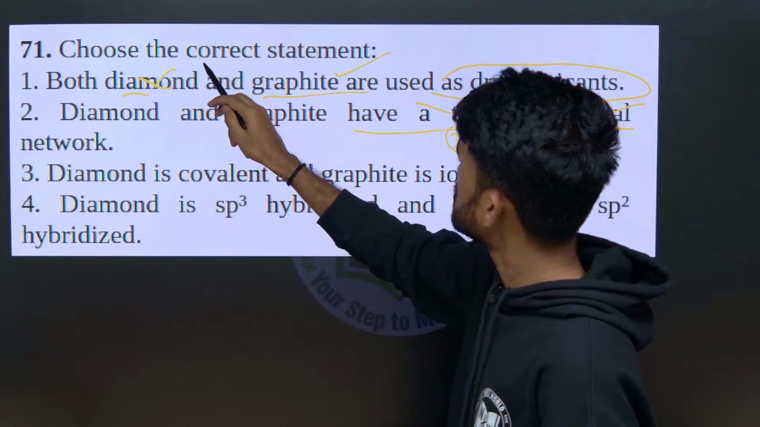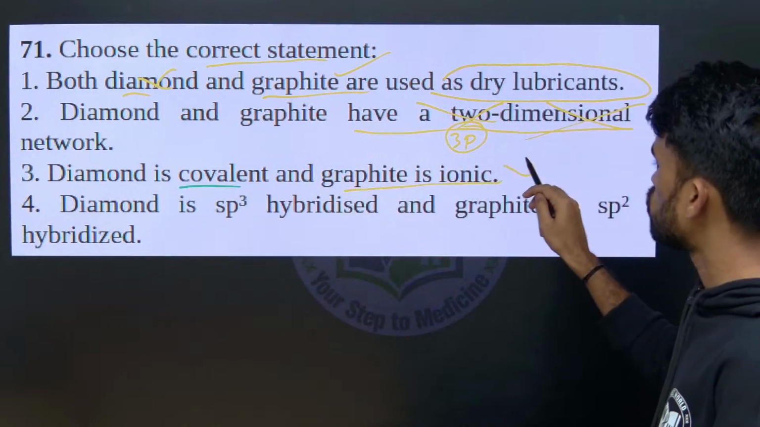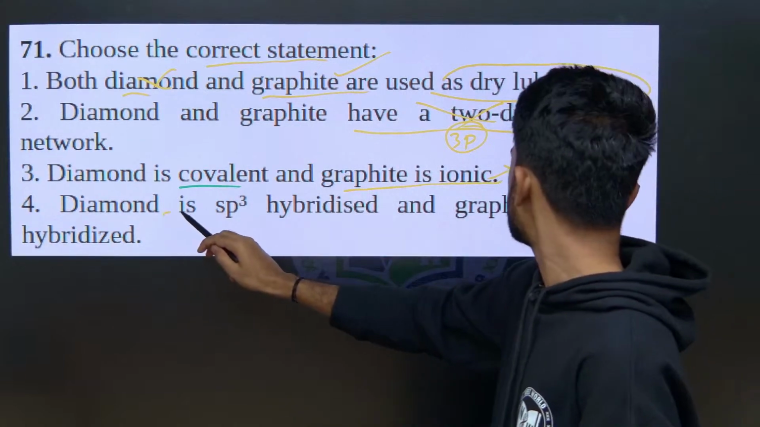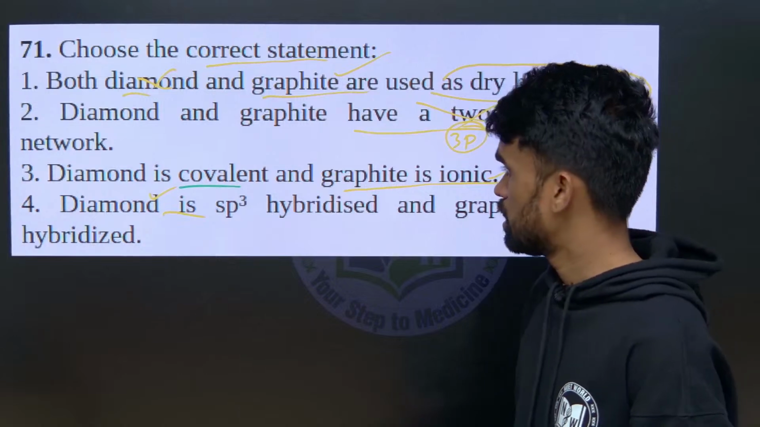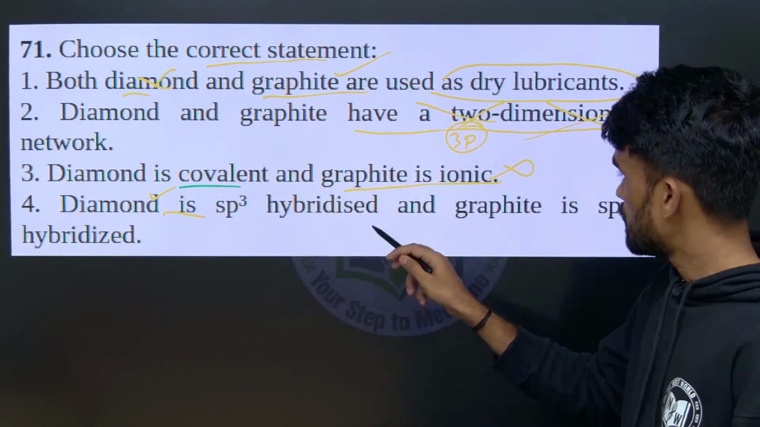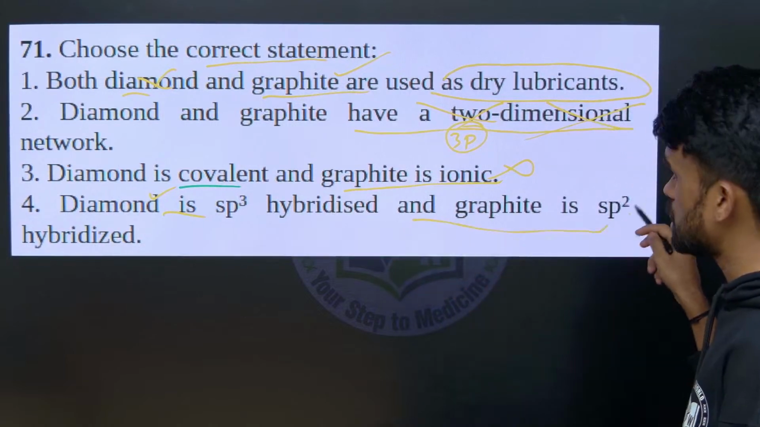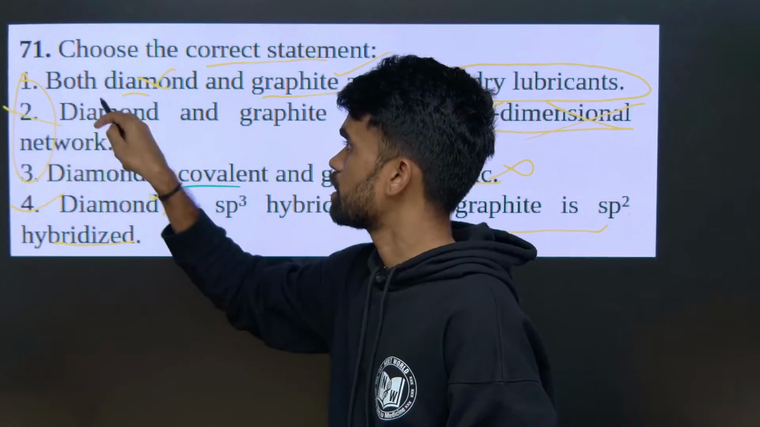So which is the correct statement? Diamond is covalent, graphite is ionic? No, both are covalent. Diamond is sp3 hybridized, yes, it has tetrahedral geometry between the carbon atoms. And graphite is sp2 hybridized. Yes, the fourth statement is correct, the first three are incorrect.